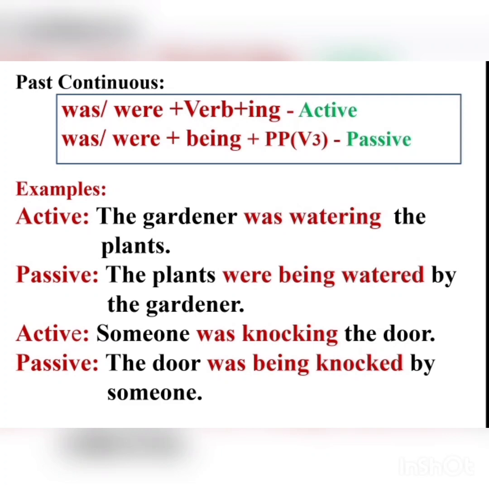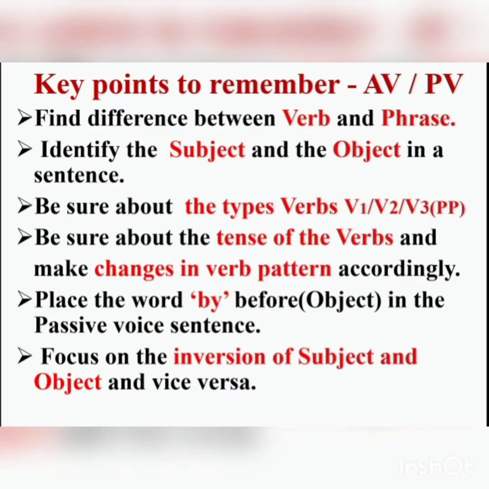Next sentence, someone was knocking the door. Someone is singular, so we have used was. This object is also singular. So: the door was being knocked by someone.